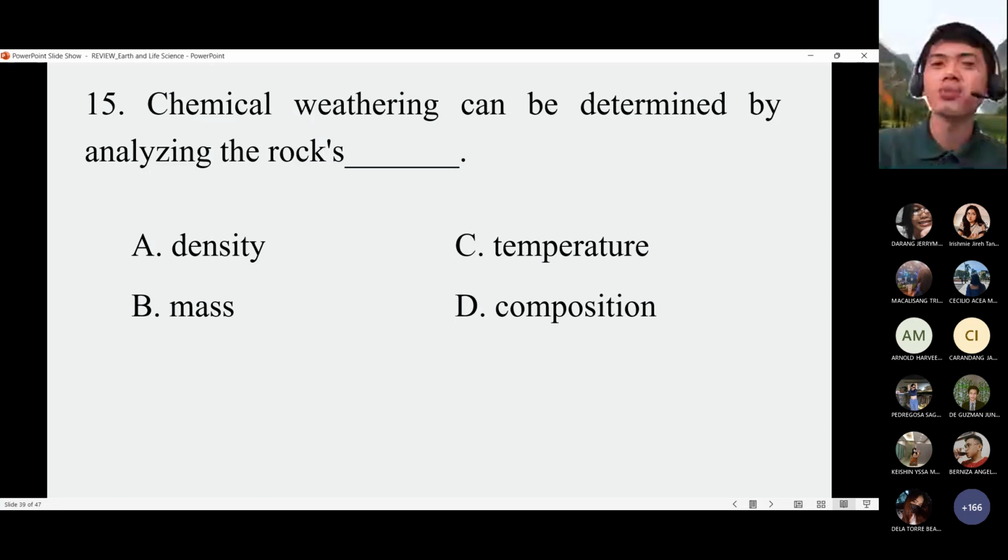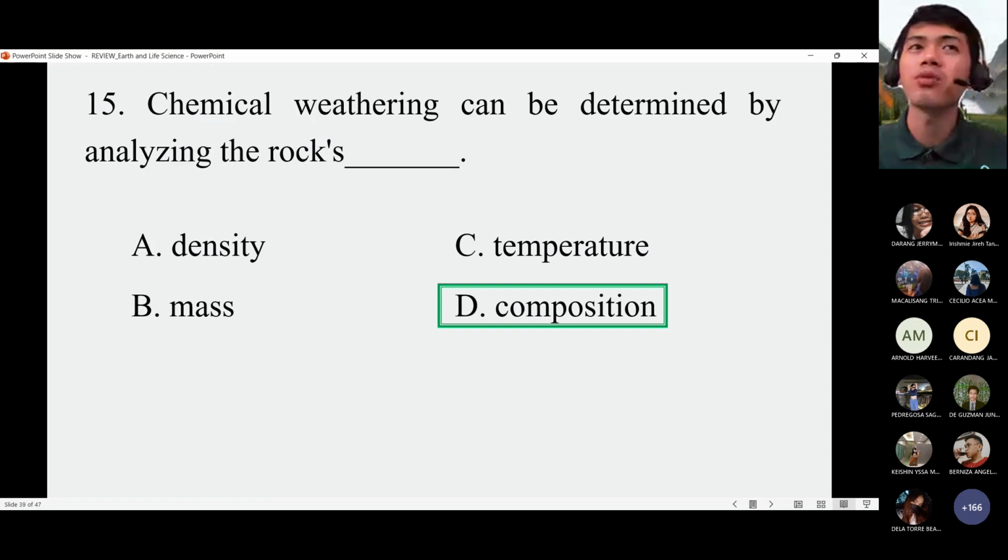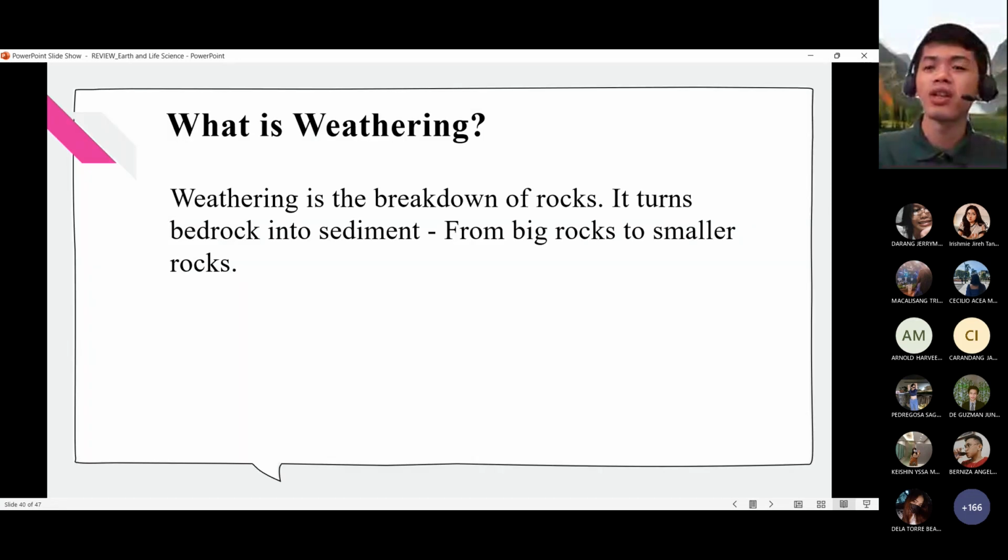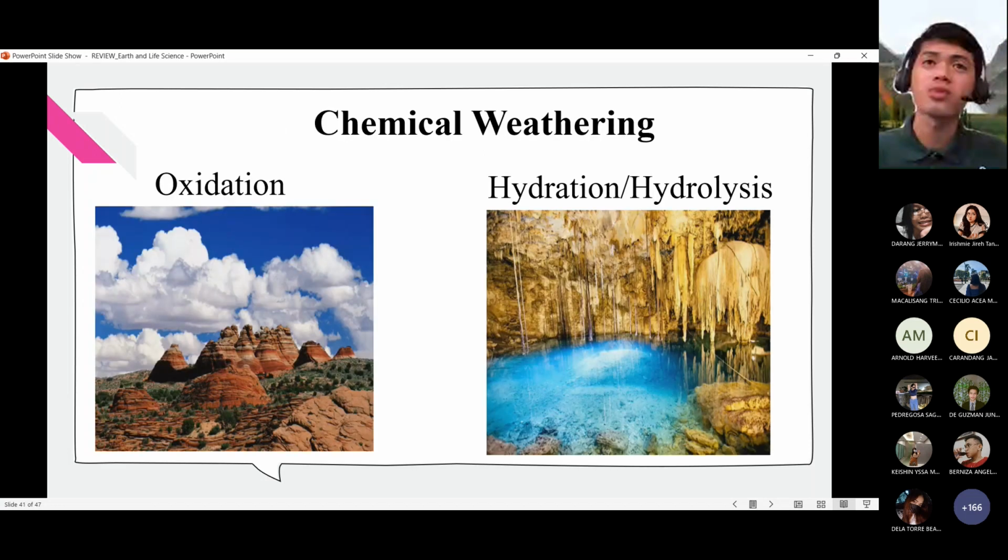Okay, the correct answer here is letter D. Whenever we talk about chemical weathering, we are studying its chemical composition. Not the density, the mass, or the temperature. It's all about the composition of the minerals. Now, take note that weathering is the disintegration of rocks, or the breaking down of rocks from larger into smaller pieces. That's weathering. Now, there are types of weathering.